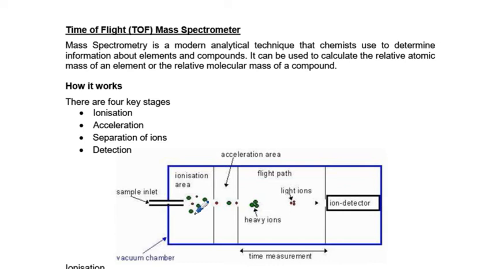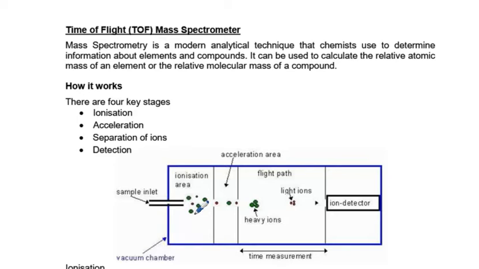So in this video we're going to discuss time of flight mass spectrometry. Now chemists need different ways to analyse samples that they've found or made, and one of the techniques that we use in chemistry to analyse our samples is called mass spectrometry. What it does is it gives us information. Generally most of the information it gives us, if you think about the name, is about the mass.